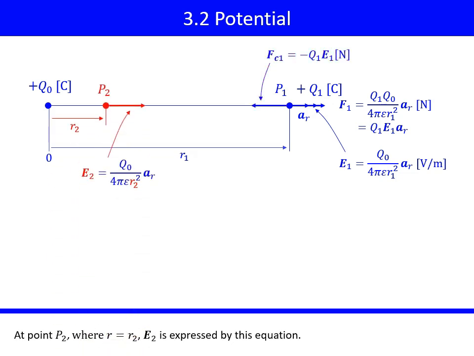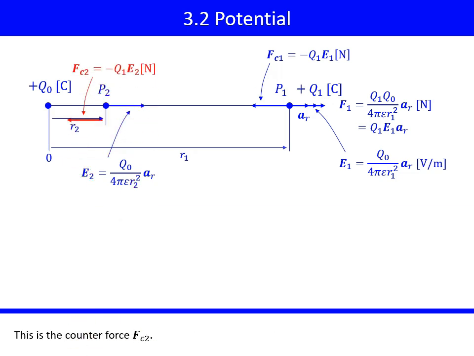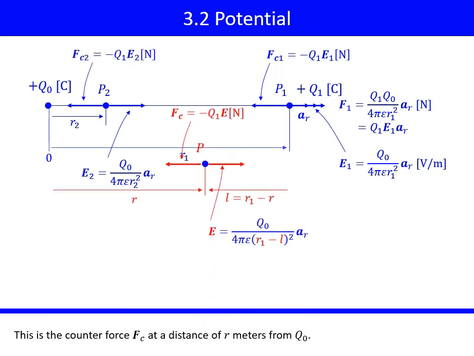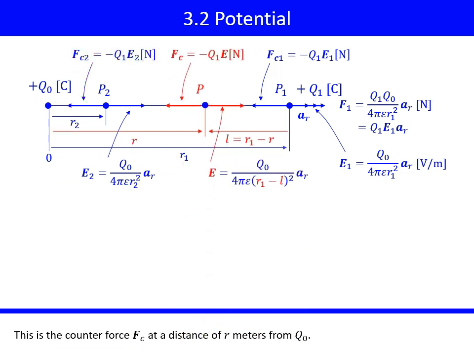At point P2, where R equals R2, E2 is expressed by this equation. This is the counter force FC2. This is the counter force FC at a distance of R meters from Q0. The differential work dW can be rewritten in this form.